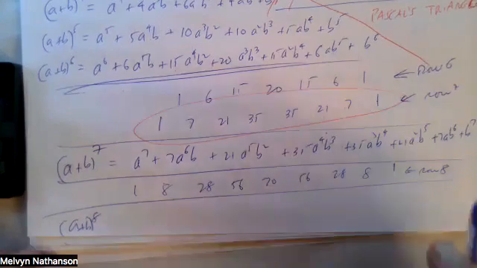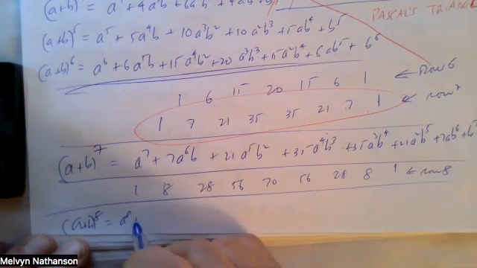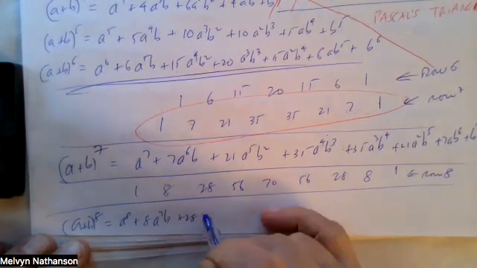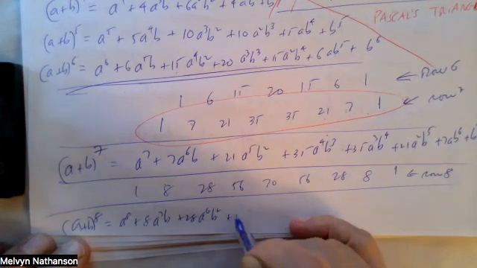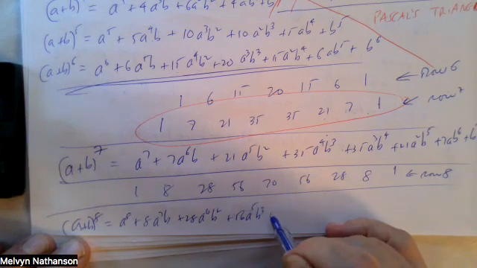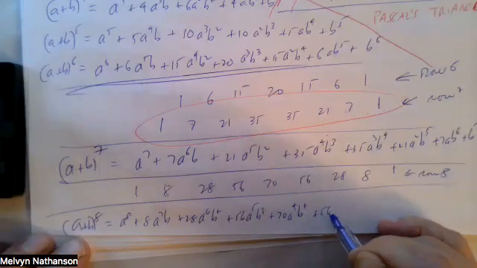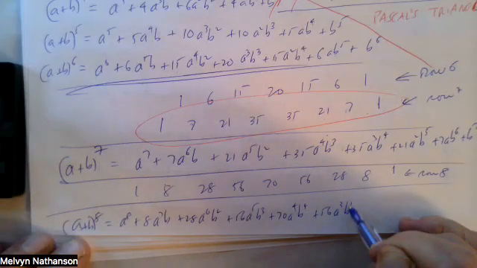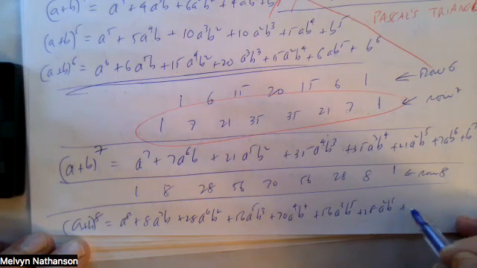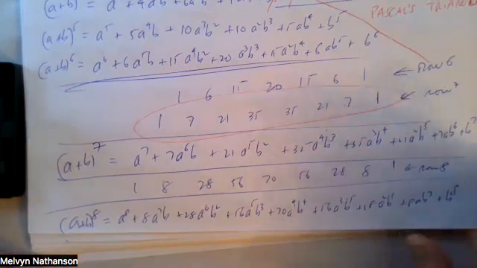of Pascal's triangle. And if you take a plus b to the 8th, this will be a to the 8th plus 8 a to the 7th b plus 28 a to the 6th b squared plus 56 a to the 5th b cubed plus 70 a to the 4th b to the 4th plus 56 a cubed b to the 5th plus 28 a squared b to the 6th plus 8 a b to the 7th plus b to the 8th. Right?